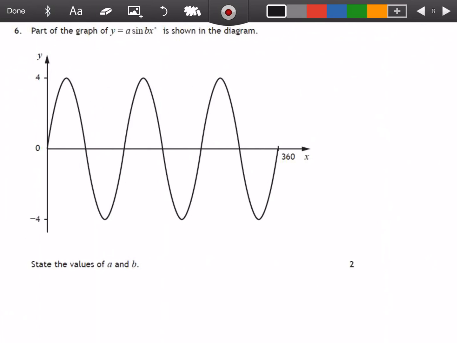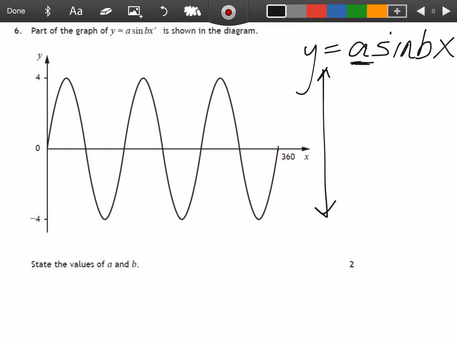Number 6. Part of the graph is A sine bx. It's shown in the diagram. What is A? What is B? Okay. Y equals, when we have an equation like this, your first value is to do with the amplitude. The amplitude is to do with this bit here. It's gone up to 4 and it's gone down to -4. So A is simply 4, because of these values here. If it had gone up to 2 and down to -2, A would be 2.